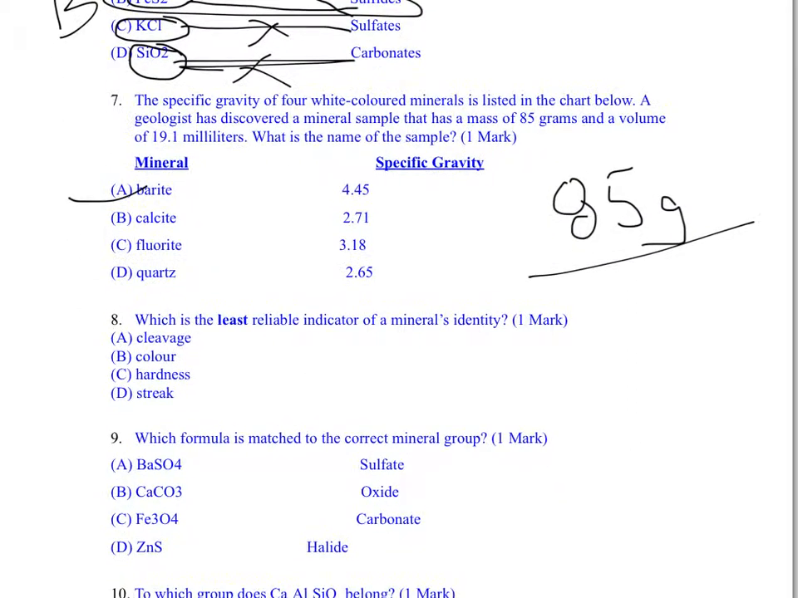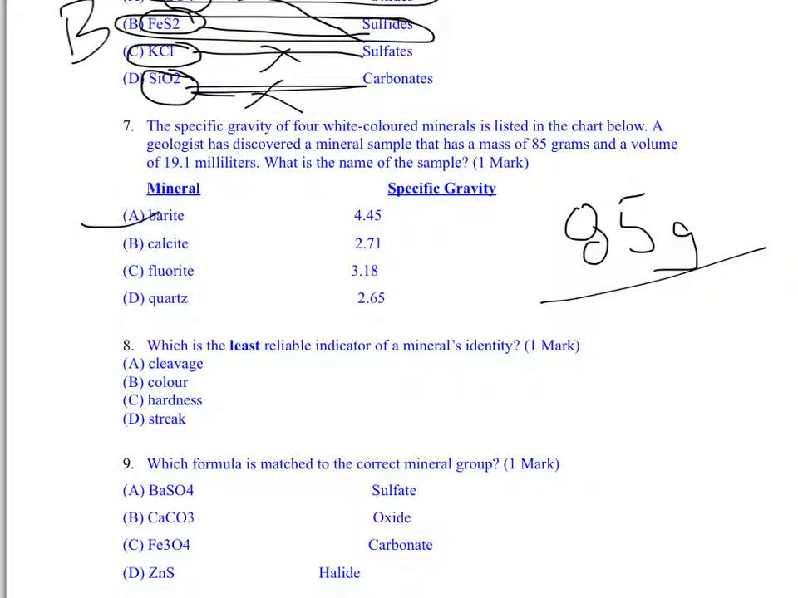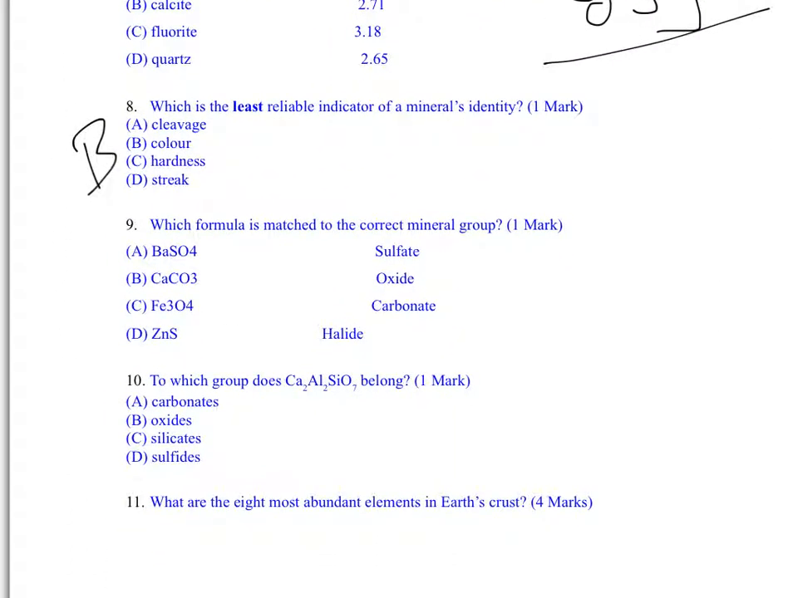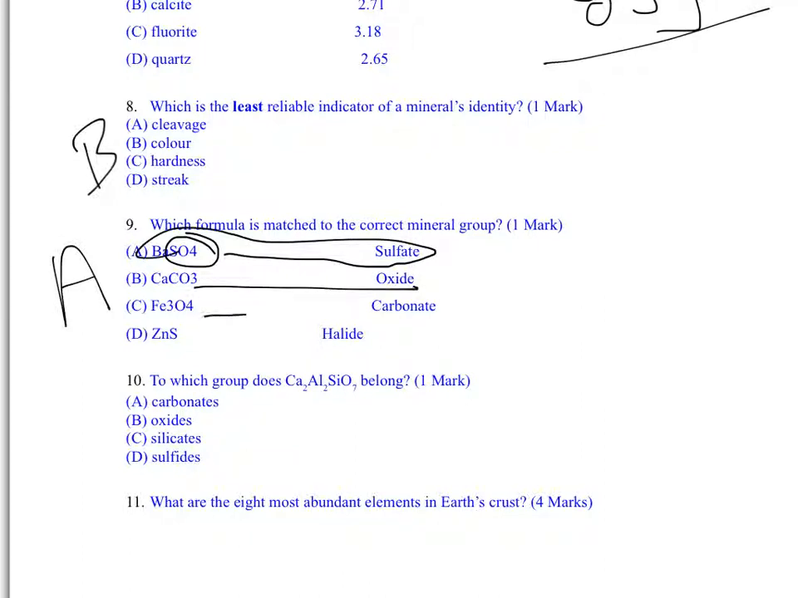Which is the least reliable indicator of a mineral's identity? So naturally we're going to look for color or luster, and we'll see that color is there, so the answer is B. Moving on. Which formula is correctly matched to its mineral group? Well, when I look at this, I see S and O. S and O means sulfate, and there it is. So right away it looks like A is the right answer. This is not a carbonate, this is an oxide, and this is a sulfide. So those three are all wrong.